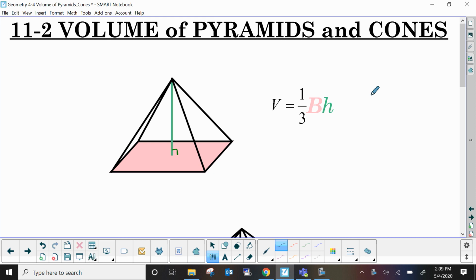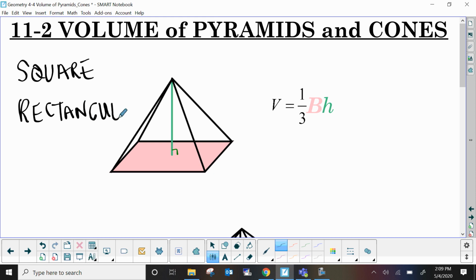And of course, a pyramid will always be named based on the shape of its base. Obviously, there will be a square pyramid, that is if the base is a square. There are rectangular pyramids, and if the base is a rectangle, then it is a rectangular pyramid. There are triangular pyramids. So all of these, we can name a pyramid based on the shape of its base, the actual base.